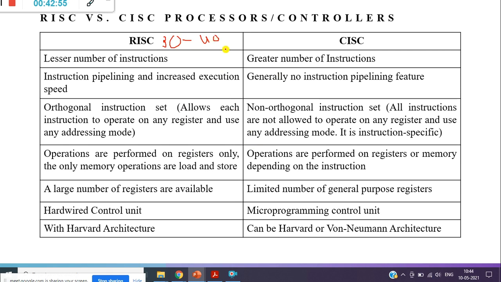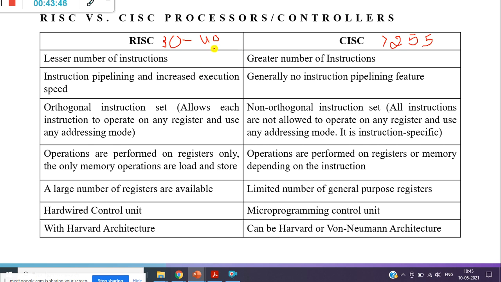A processor or controller built on the RISC platform will consist of at the maximum 30 to 40 instructions. But the number of instructions in CISC based architecture is almost, or I can call it, more than 255 instructions. See, where is 255 and where is 30 to 40 instructions? 255 instructions means you need to remember that many instructions if you want to program in assembly level language. It's quite a difficult job for us.